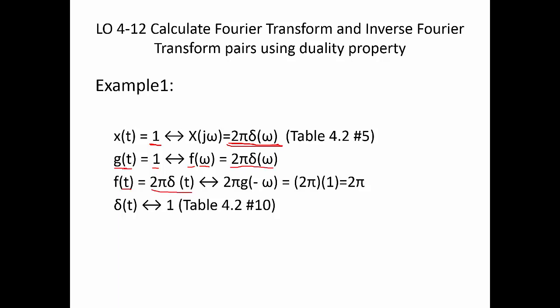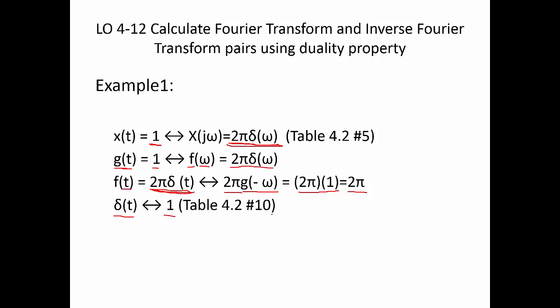If we replace our g of t with g of minus omega, there's no omegas in here to make a substitution in, so you have to just think of this as a special case. And then multiply it by 2 pi. That gives us 2 pi times 1, which is just 2 pi. That means that the transform of 2 pi delta of t is 2 pi in the frequency domain. Or if we divide 2 pi from both sides because of linearity, we get delta of t has a transform value of 1. And this you see in table 4.2 is property number 10.